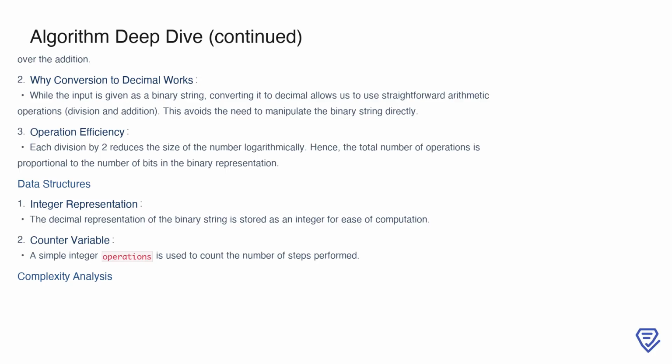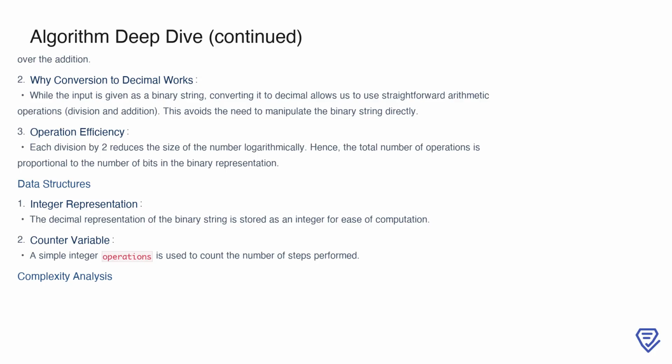While the input is given in binary format, working with its decimal equivalent allows us to use straightforward arithmetic operations like division and addition without directly manipulating the binary string. This simplifies the implementation. Furthermore, each division by 2 logarithmically decreases the size of the number, meaning the total number of steps required will be proportional to the number of bits in the binary representation.